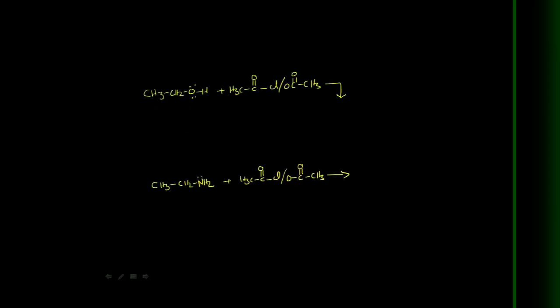Students, in this video, let us discuss acylation of alcohols and amines. So here, the reaction of the alcohols with acetyl chloride or acetic anhydride. In this case, the nucleophile attacks the electrophilic carbon. Here we have CH3CH2, O, H.